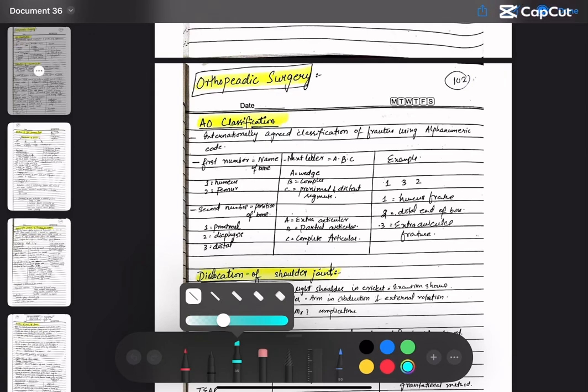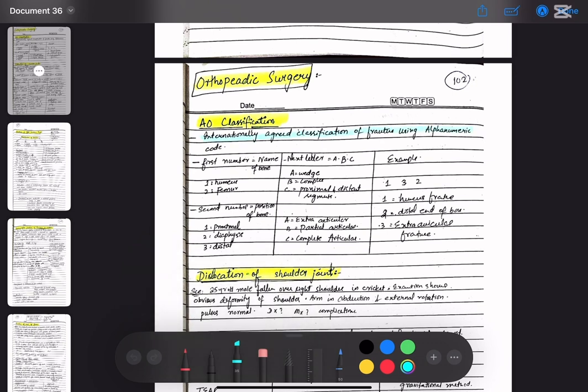And welcome back. So let's revise orthopedic surgery. What is AO classification? It is an internationally agreed classification of fractures using an alphanumeric code. The first number is the name of the bone. For example, if it is 132, this first number is the name of the bone.